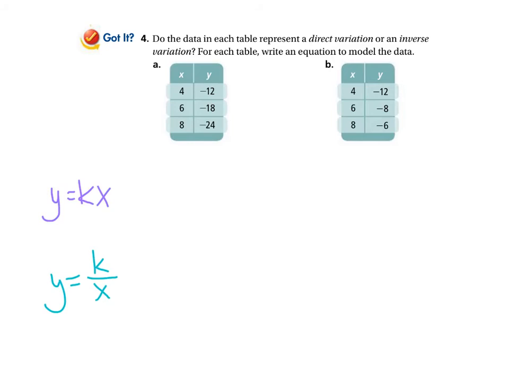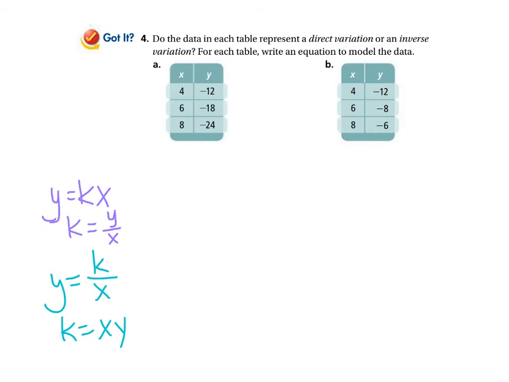And remember what that means. That means k equals, oops, I'm messing up my colors again. Sorry, guys. That means for this one, k equals y over x. And for this one, k equals xy. So test it out for each one.